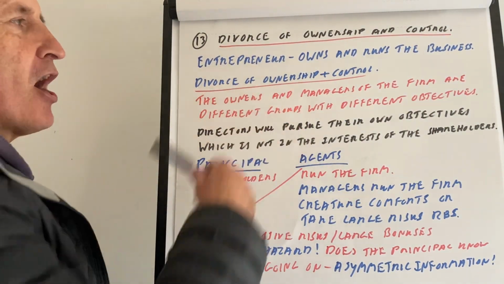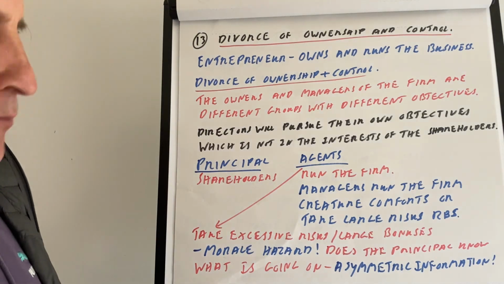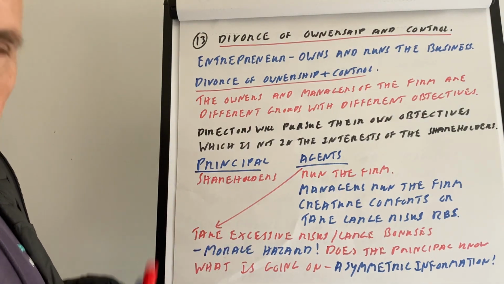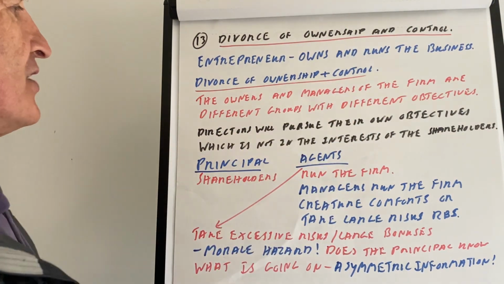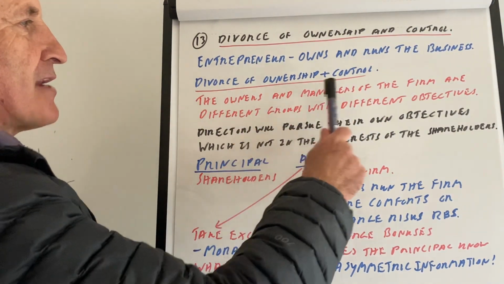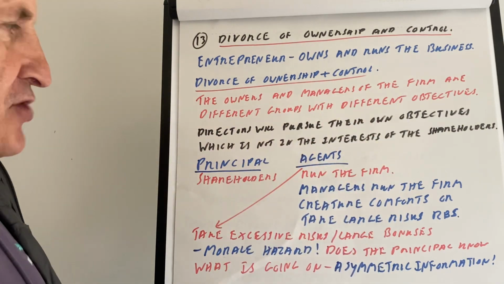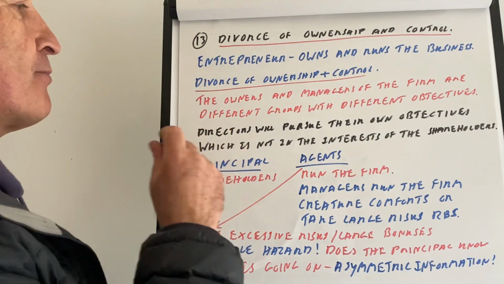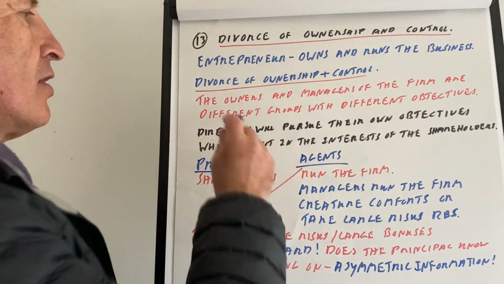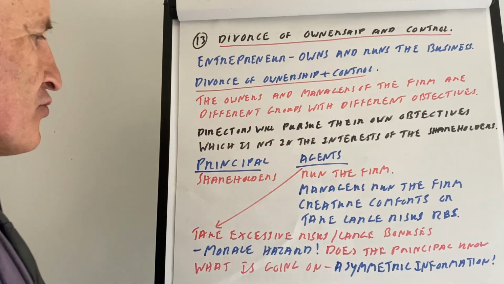So with an entrepreneur, what you find is that they own the firm and they also have all their money invested in it. They also run the business. So there is no divorce of ownership and control. With the divorce, the owners and managers of the firm are different groups with different objectives. So the owners probably want profits, whereas the people who run it, who control it, may want to have a growth objective or something like that.